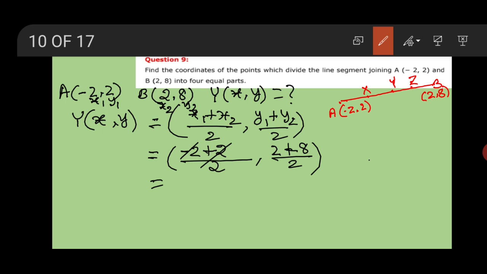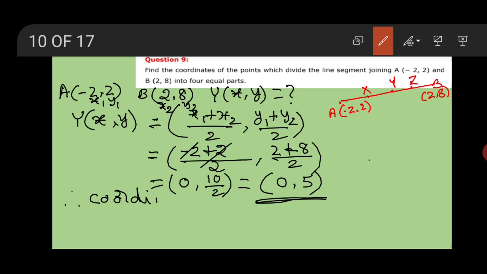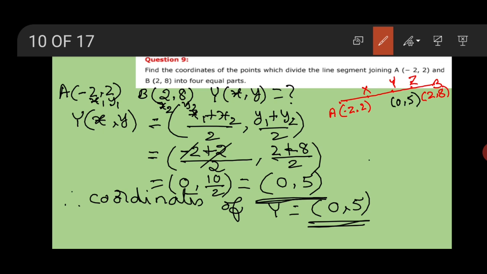8 divided by 2. Simplify. Minus 2 plus 2 cancelled, so 0 divided by 2 is equal to 0. 2 plus 8 is equal to 10, divided by 2. Simplify now. It is equal to (0, 5). Therefore, coordinates of y is (0, 5). Now, I will write the coordinates of y. This is (0, 5).